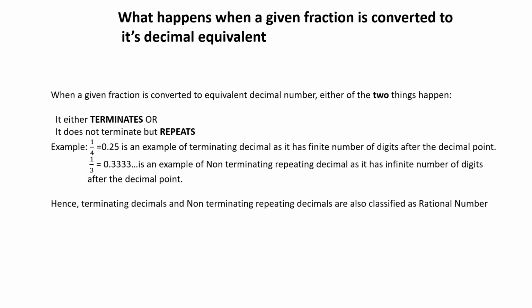Hence, terminating decimals and non-terminating repeating decimals are also classified as rational numbers, because rational numbers are numbers which can be represented in the form of x by y, where x and y are integers and y is never equal to 0. So we have observed already that these terminating decimals and non-terminating repeating decimals can be converted to fraction form also. So hope this video is clear.